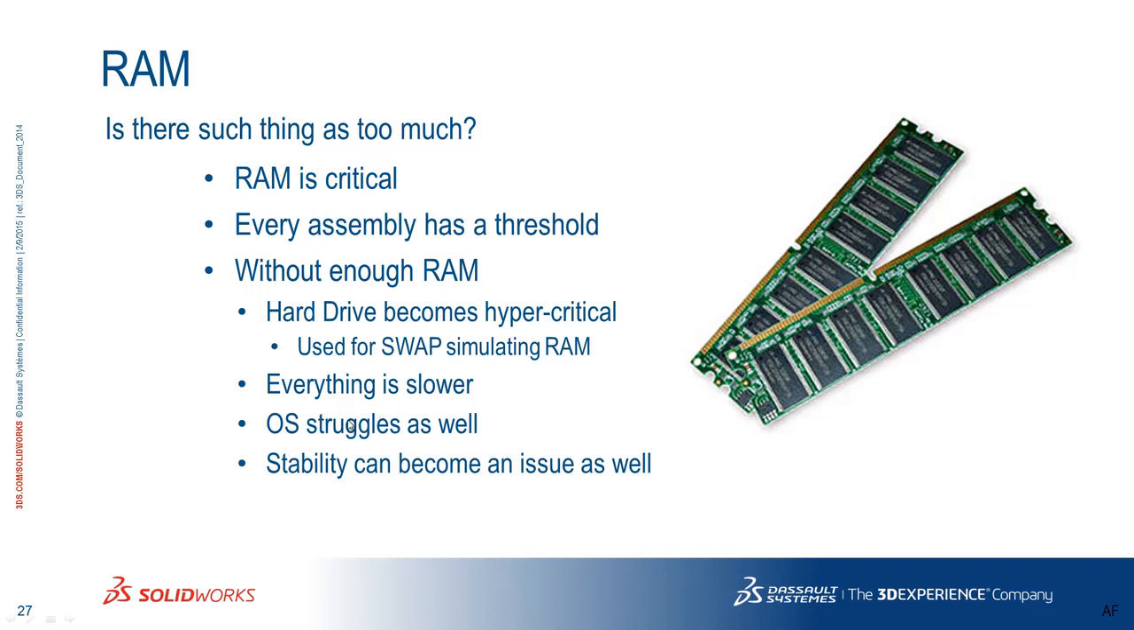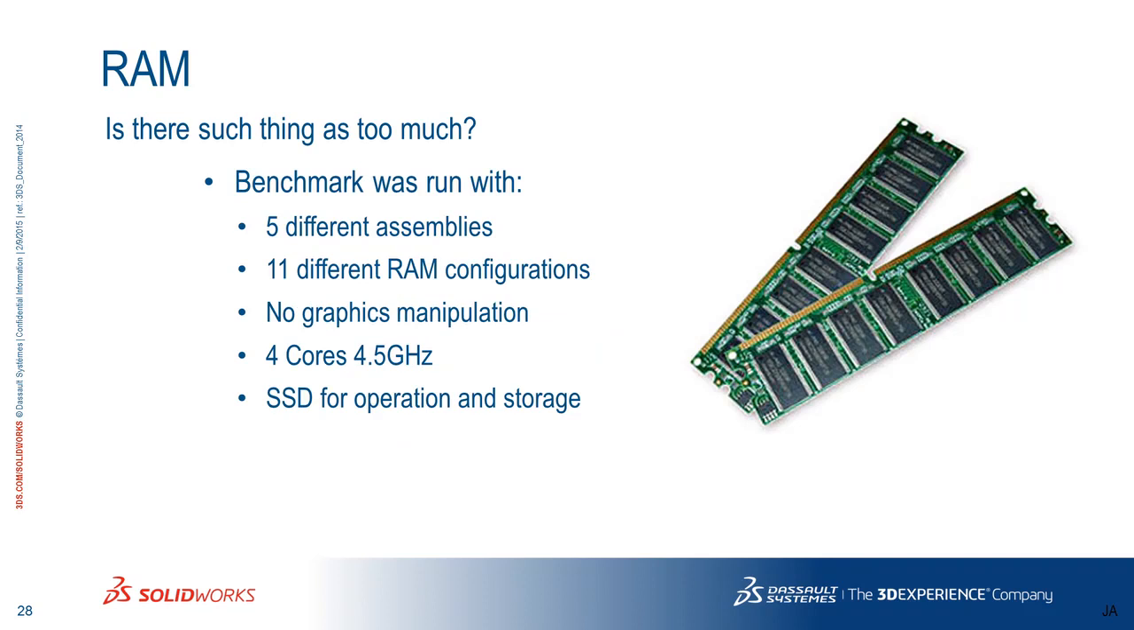Without enough RAM, the hard drive becomes hypercritical because it's now going to start swapping. Hopefully we're not running into this anymore with the 64-bit environment and all the RAM that we have available to us. Everything runs slower. The OS is now struggling too because it's competing for the same RAM that SOLIDWORKS is, and then everything becomes more unstable. You have more crashing, and more difficulty keeping the model up and running so that you can continue your work at all. We show that to a minor extent in our test results.